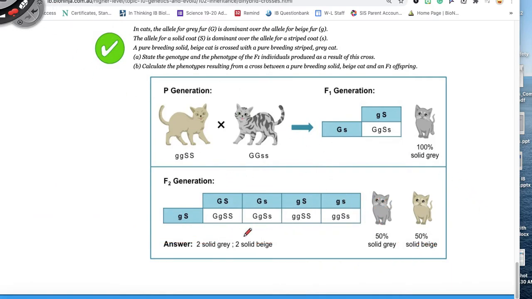And that means you're going to end up, and notice that here they're asking for phenotype, right? So they're asking which ones will be solid gray, which ones will be solid beige. Would there be any, what's the other, striped gray or striped beige? But here you see that you have 2 solid grays and 2 solid beiges. So 50-50 phenotypic ratio.